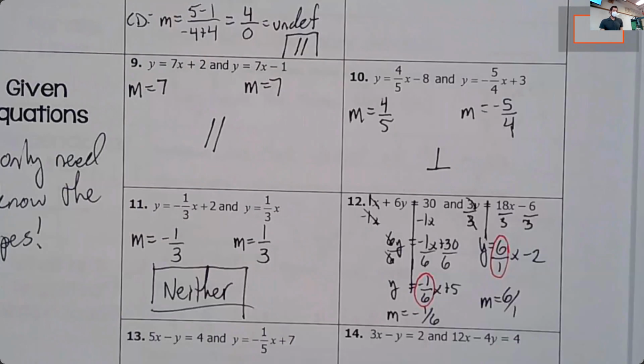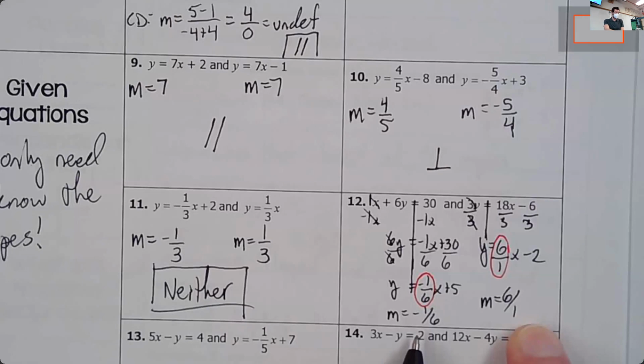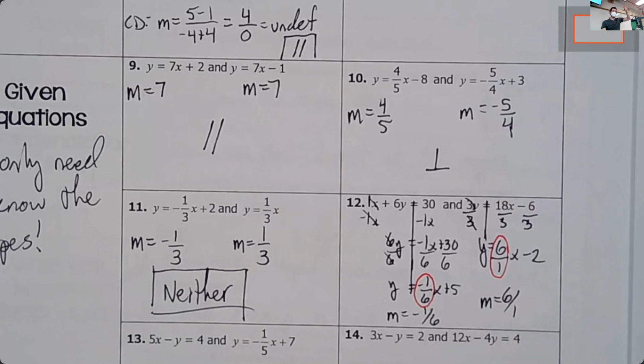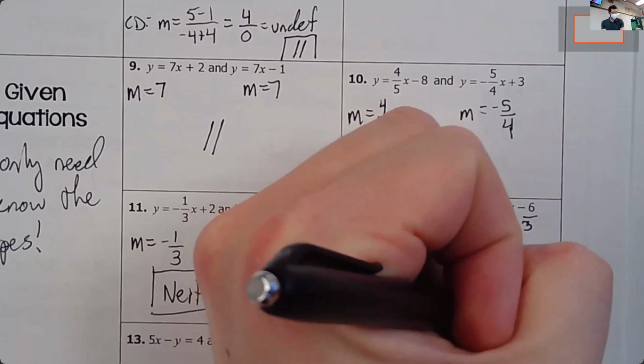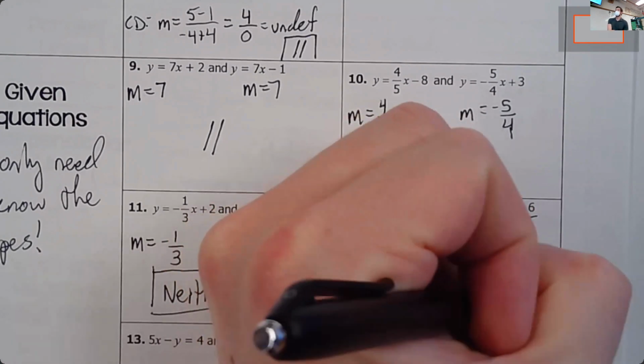So what do we say? Parallel, perpendicular, or neither for this one? I agree, they are perpendicular. We have a negative here, we have a positive here. So one's negative, one's positive, that's what we want. And they are reciprocals. They're flipped over versions of the same fraction. So perpendicular will be our answer for number 12.